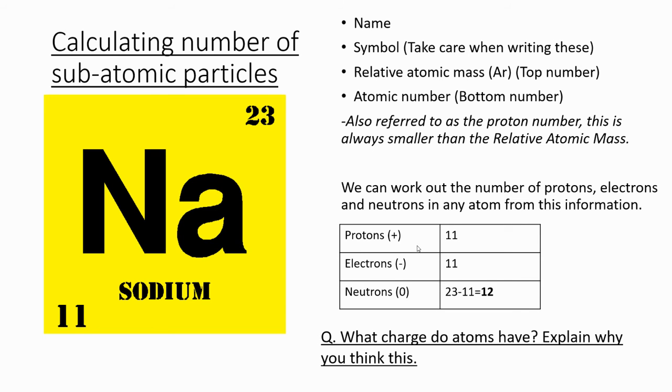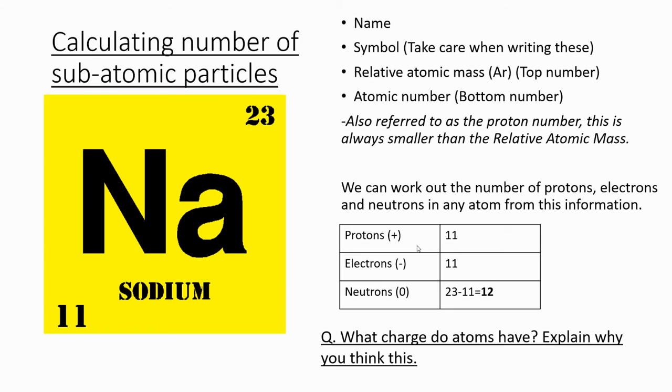How do we calculate the number of these subatomic particles in an atom then? Well, we use the information from the periodic table. We know the periodic table is a list of all known elements, and when we look at the periodic table, let's take sodium for example, we have the name of the element, the chemical symbol, and then two numbers. It's these two numbers that people get confused with all the time.